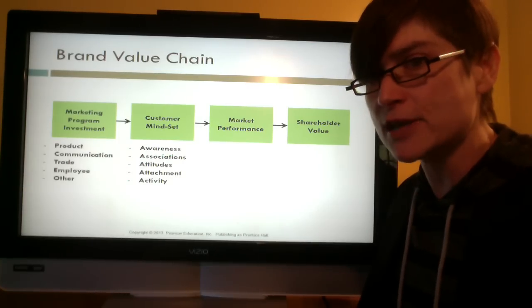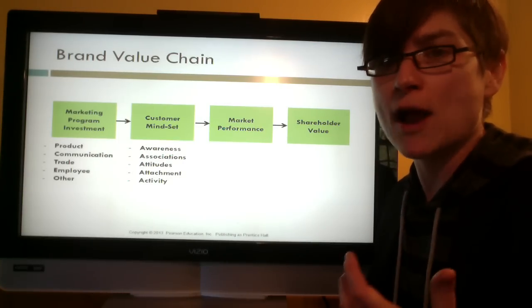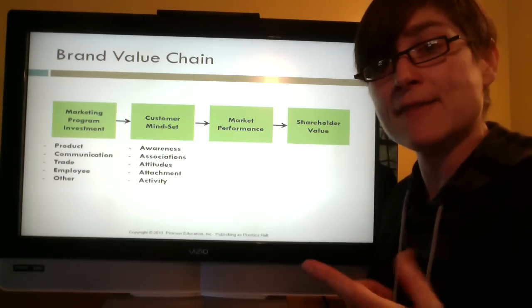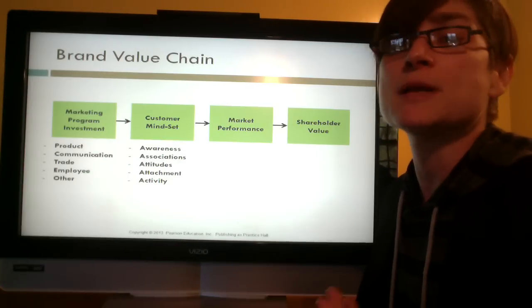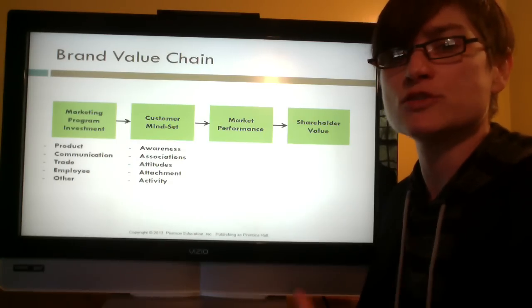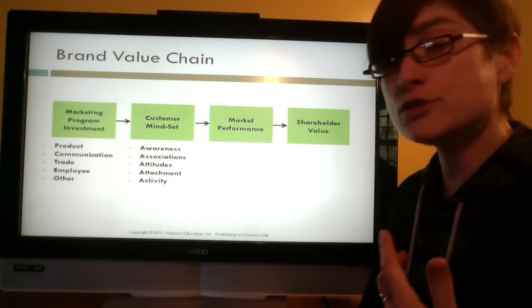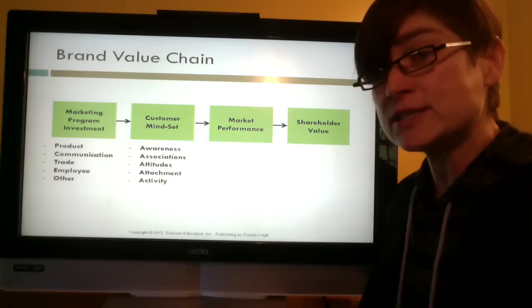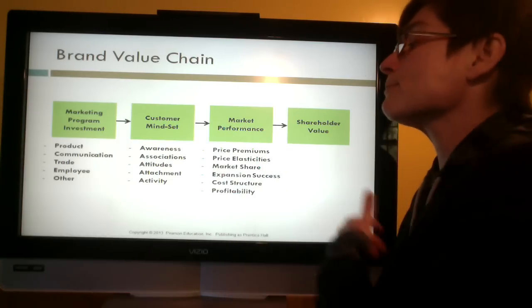And what's the big activity? It's purchase. That's what we're really trying to get people to do: purchase a product, and then not just purchase it once, but become loyal. So loyalty is a huge activity when it comes to this consumer mindset. The consumer mindset is then also going to lead to the idea of market performance.